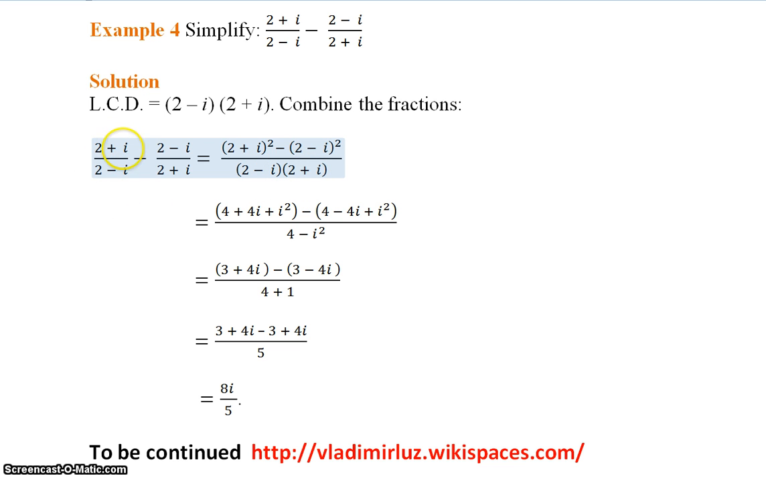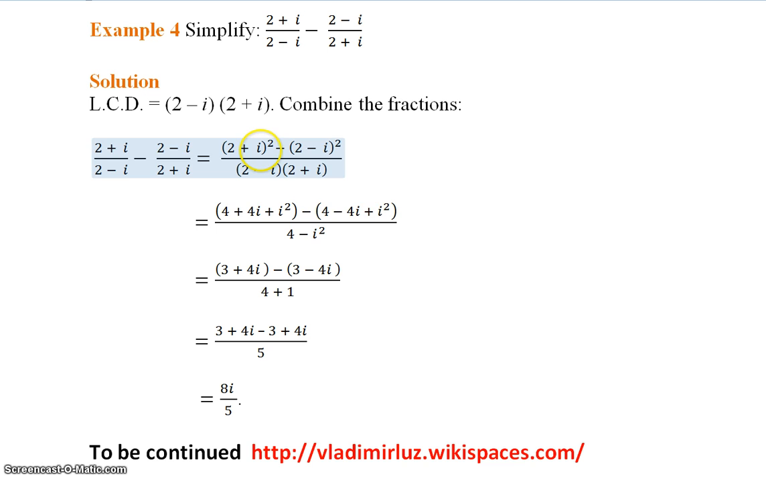Therefore, the numerator of the first fraction, we must multiply by the denominator of the second fraction, and we will get 2 plus i squared, minus the numerator of the second fraction, which we must multiply by the denominator of the first fraction, minus 2 minus i squared. Then we just expand the squares using two formulas, square of sum and square of difference.